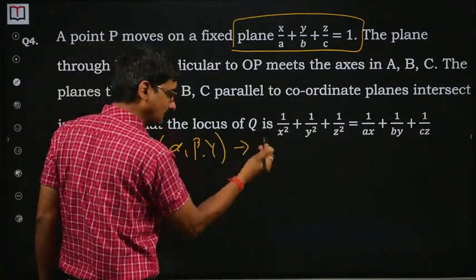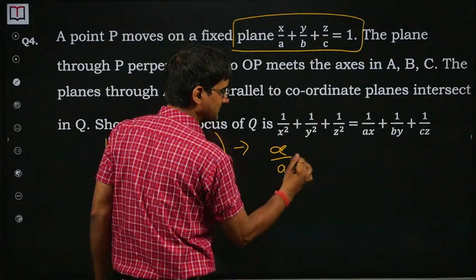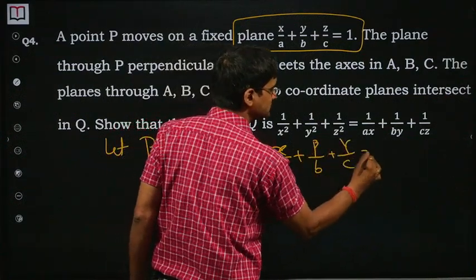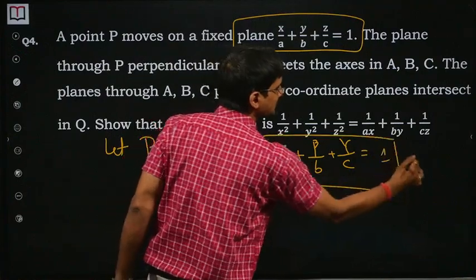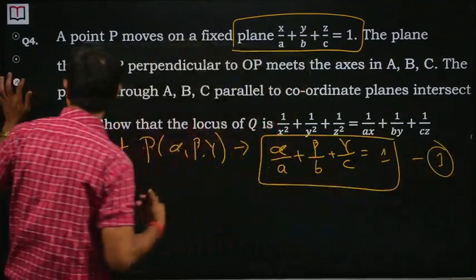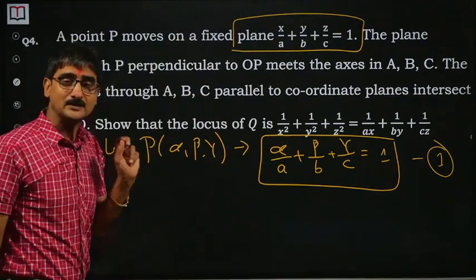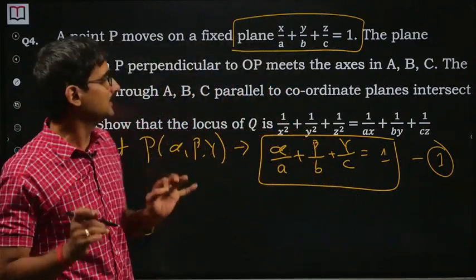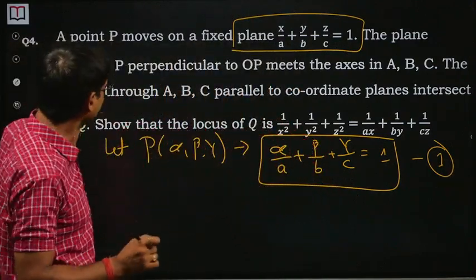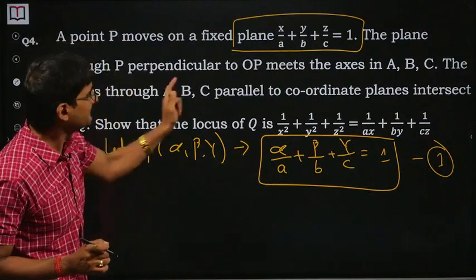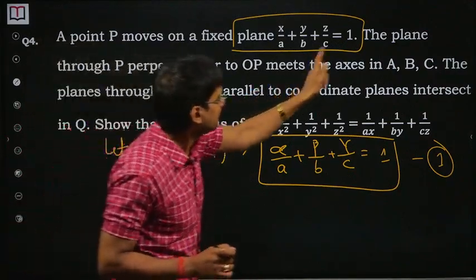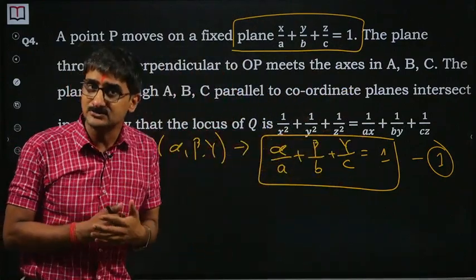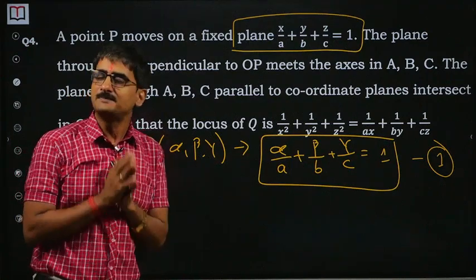Since it lies on the plane, let's use that condition quickly. The coordinates of the point should satisfy the equation of the plane. That's one piece of information we are given. But remember, the coordinates of the point are unknown; the point P is a variable point. Now a plane is drawn passing through P and perpendicular to OP, which meets the axes in A, B and C.